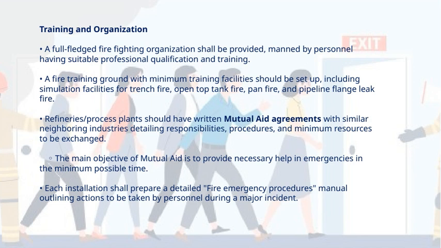Additionally, refineries and process plants should establish written mutual aid agreements with nearby industries. These agreements clearly define responsibilities, procedures, and the minimum resources that can be exchanged during emergencies. The core purpose of mutual aid is to ensure that help arrives quickly, minimizing response time and saving lives and assets. Finally, every installation must develop a detailed fire emergency procedures manual.